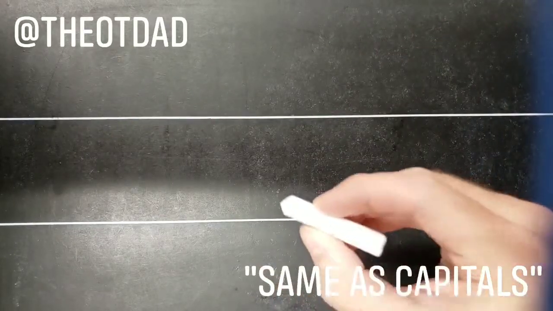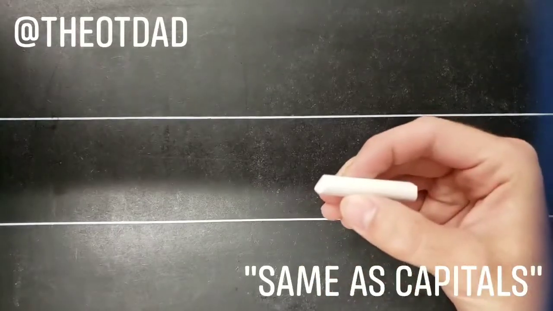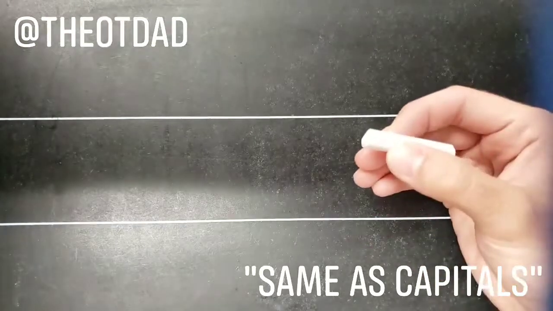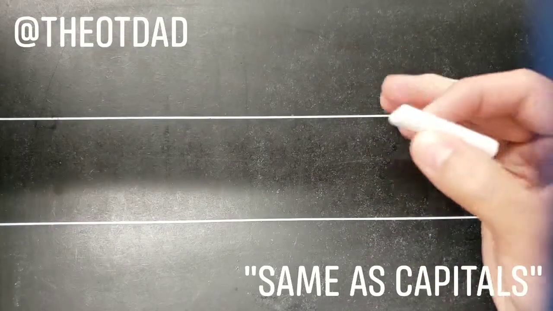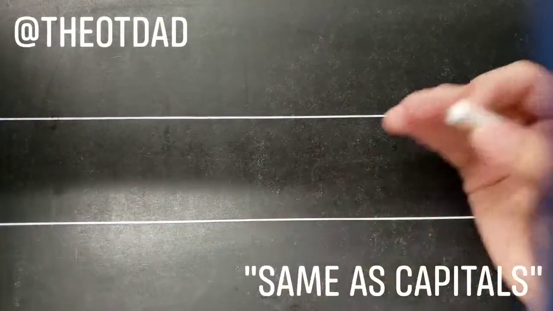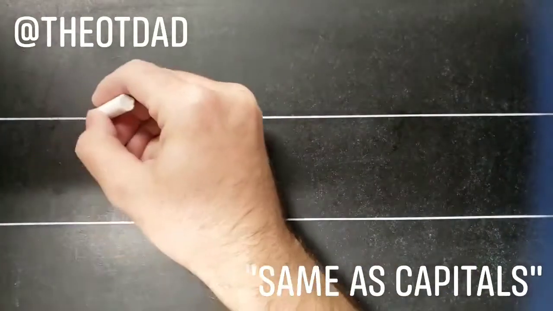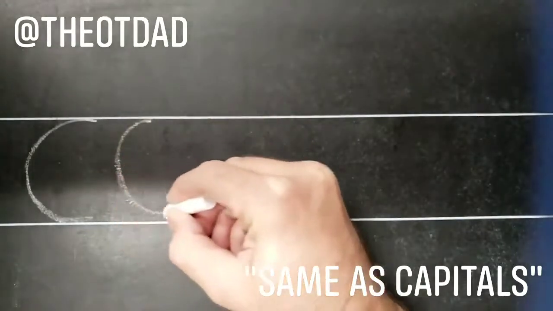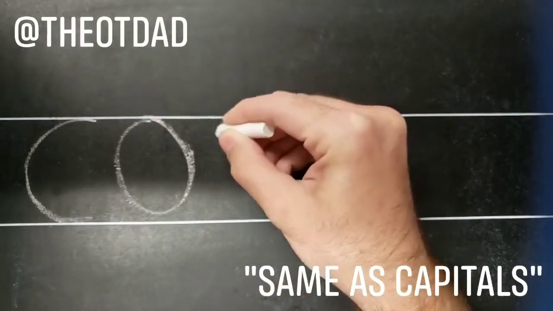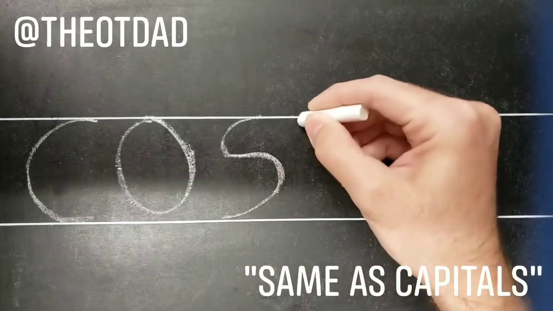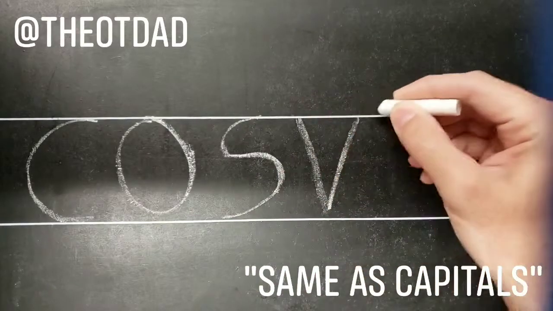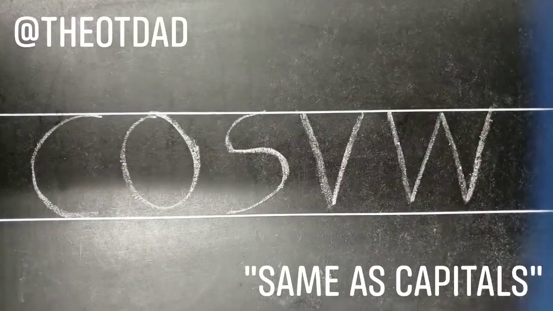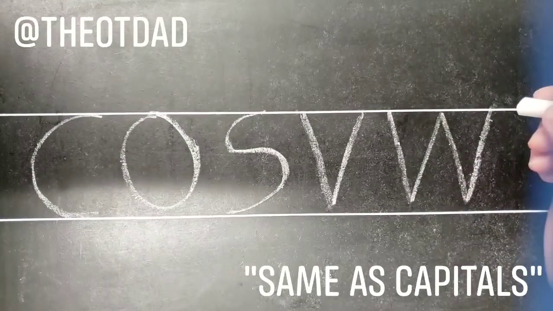These letters are really, really easy for our little kids to pick up because they look just like the letters they were taught when they were being taught capitals. And so they just make them about half the size. And so these letters include C, O, S, V, and W. So these are our same as capital letters.